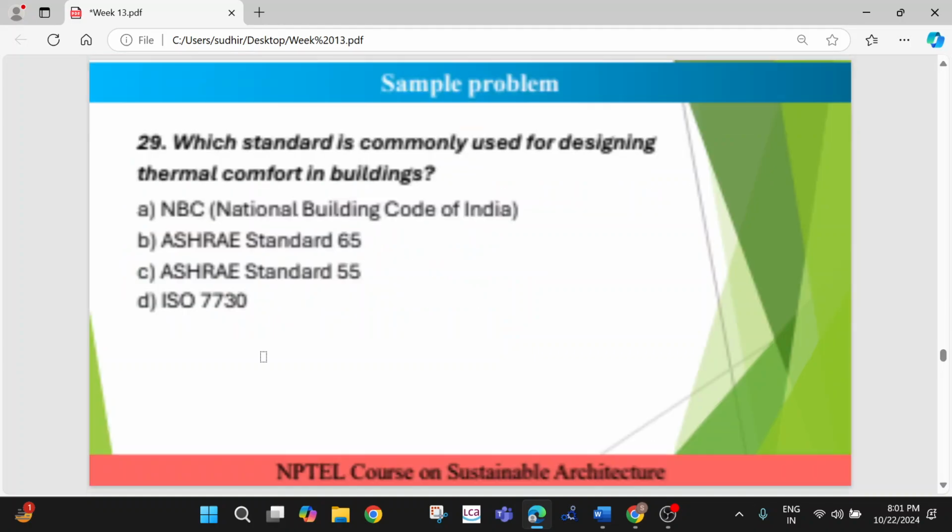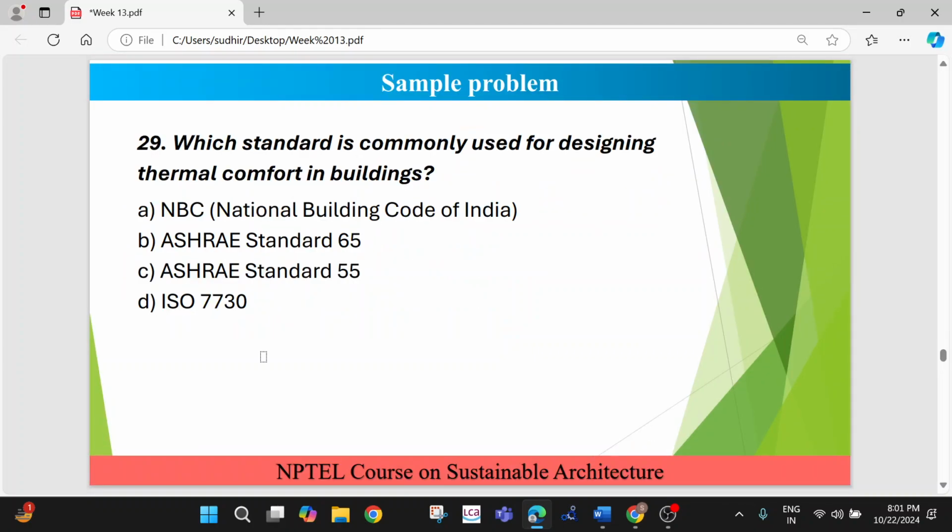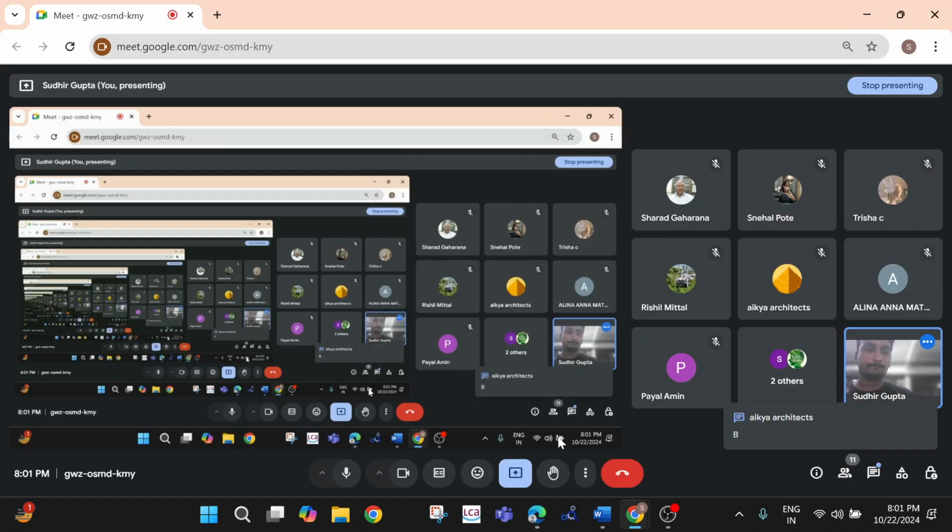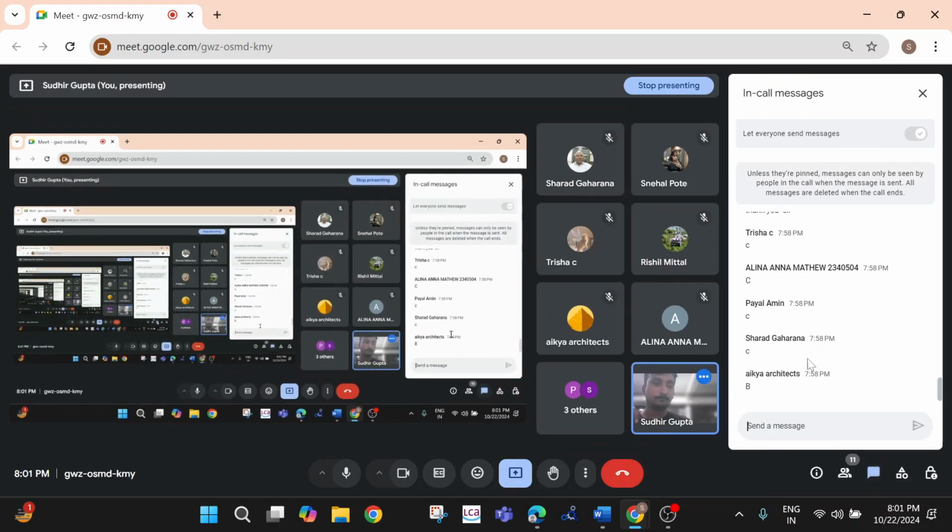Okay, so here is question number 29. Just now we discussed that when we are talking about indoor air quality or ventilation rates, there is a standard we follow. Similarly, if you are talking about thermal comfort of the occupants in the building, which standard will we be following out of the four options? NBC, ISO 7730, ASHRAE 65 standards, or ASHRAE 55 standard. Which standard is referred for thermal comfort analysis?